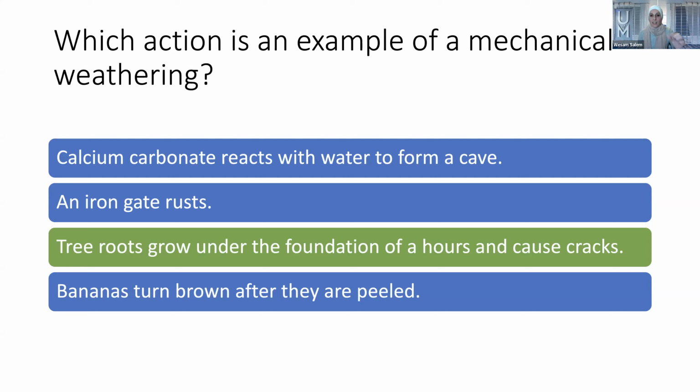So let's go over them. The calcium carbonate reacts with water to form a cave. When we say reacts, we're talking about a chemical reaction, when calcium carbonate reacts with the acids in the water to form the cave. And as you said, Mia, when the iron gate rusts, it's a type of oxidation, and oxidation is a chemical reaction. And bananas turn brown after they are peeled. This is also oxidation, which is a chemical reaction. So the only possible solution for this question would be the tree roots grow under the foundation and cause cracks.